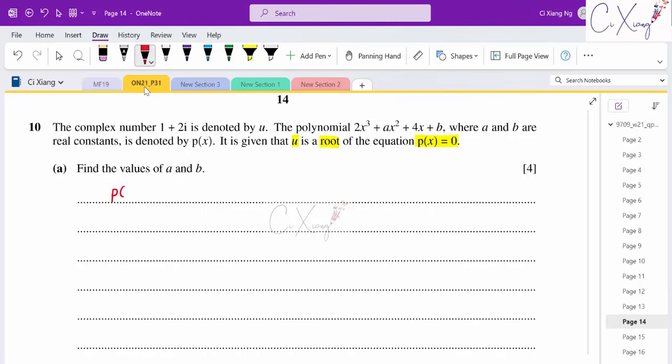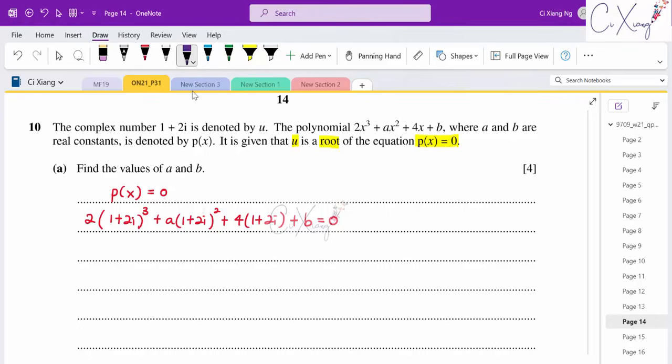So we try to have P(x) = 0 first. Since u is the root, I will have 2x^3, and the x I will substitute with 1 plus 2i, to the power 3, plus a(1 plus 2i) squared, plus 4(1 plus 2i), plus b equals 0.